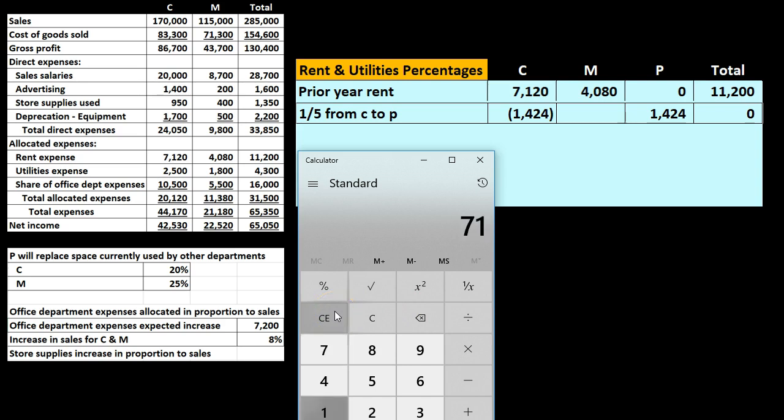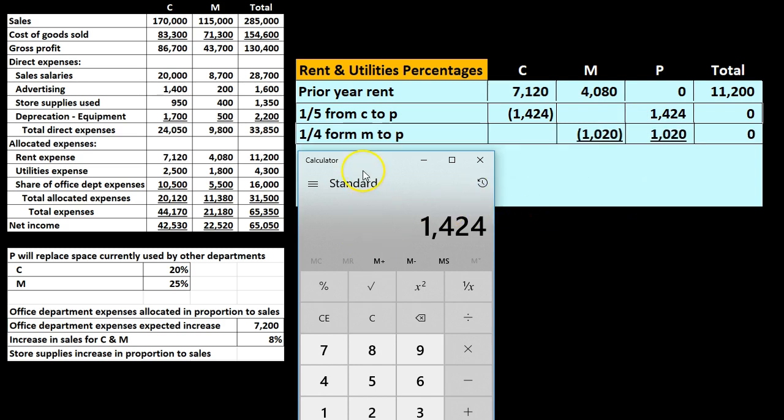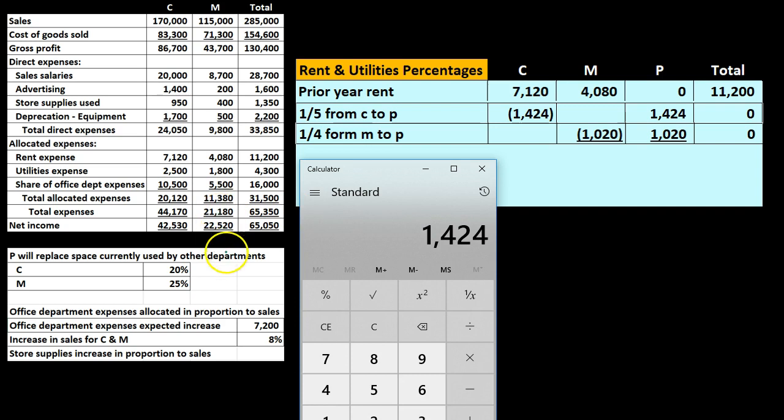We'd say, okay, well, 7,120 divided by 5, 1/5, and you can multiply it times 1/5, 1,424 is going to be out of C and being allocated to P. And then if we consider the amount from M allocated to P, we see that's going to be 25%, which of course is 1/4. So 1/4 is going to be going from M to P. So last time we had 4,080 divided by 4, 1/4 is 1,020. It's going out of M and into P.